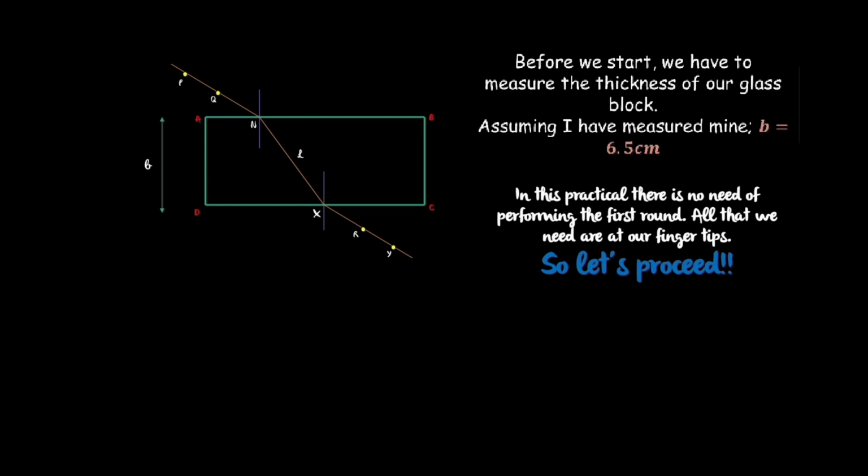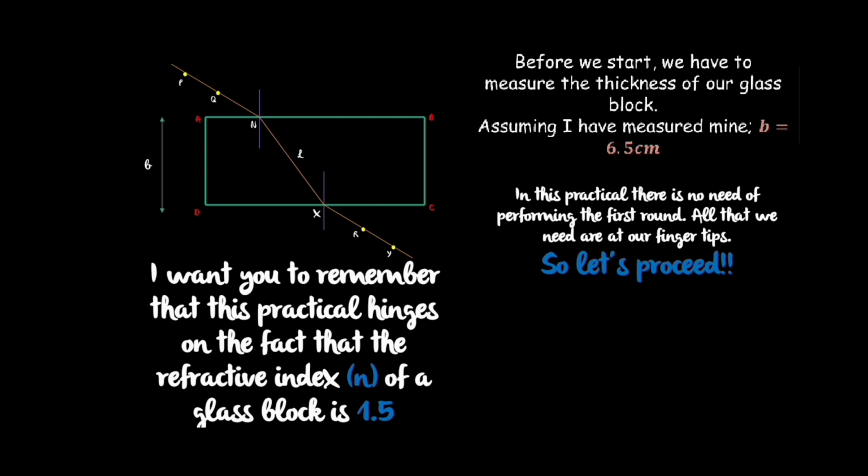So let's proceed. And to do that, we have to remember one important fact, and that is that the practical hinges on the refractive index of the glass block, because this practical is just talking about the refractive index. And if we know that, what else are we looking for? So the refractive index of a glass block N is 1.5. That is the value. How did we know that? We got it from theoretical knowledge. Okay?